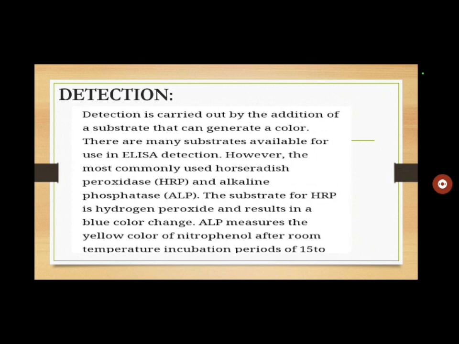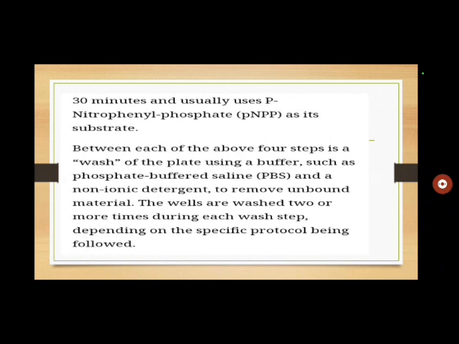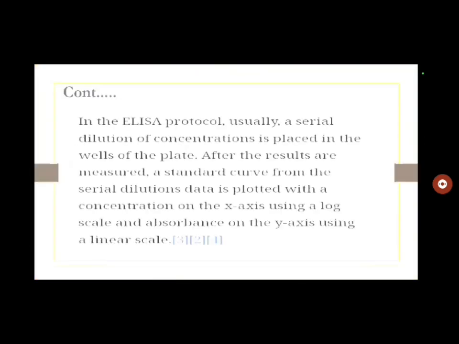ALP measures the yellow color of nitrophenol after room temperature incubation periods of 15 to 30 minutes and usually uses p-nitrophenyl phosphate as its substrate. Between each of the above four steps is a wash of the plate using a buffer such as phosphate buffered saline and a non-ionic detergent to remove unbound material. The wells are washed 2 or more times during each wash step, depending on the specific protocol being followed.